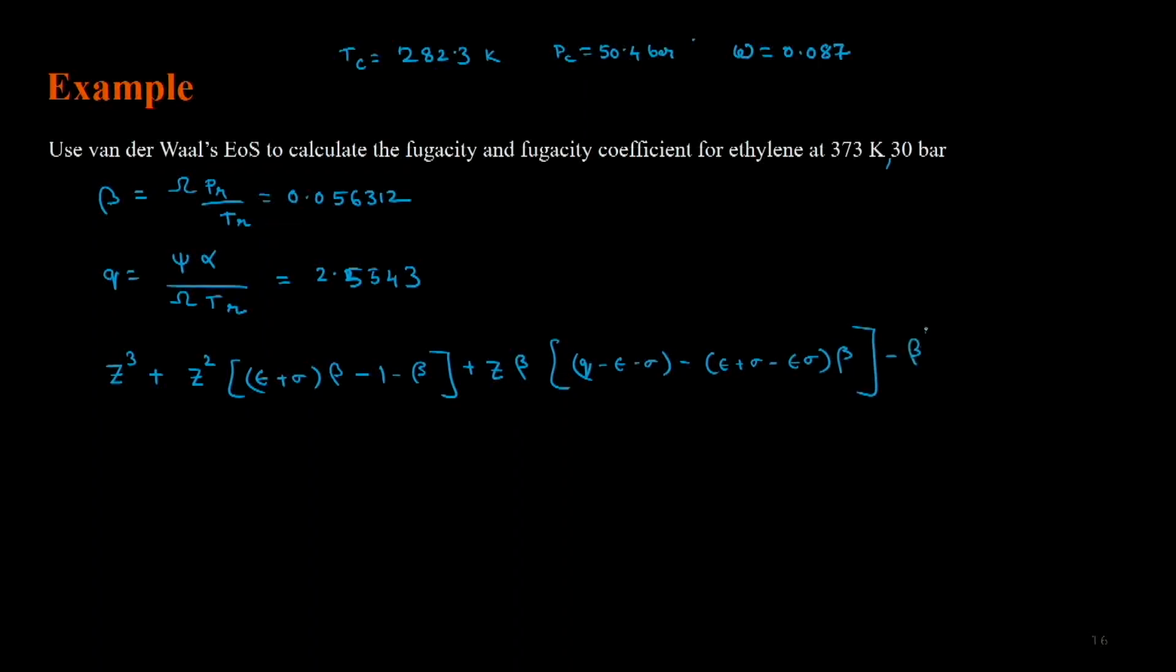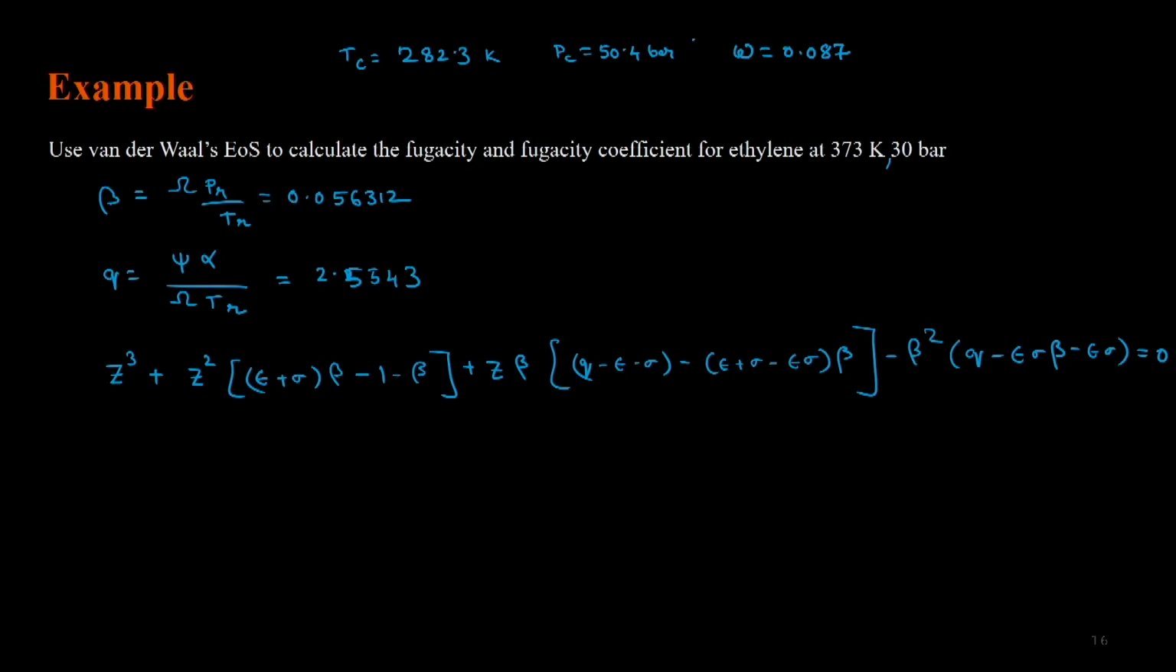This is a lengthy expression. We can actually get rid of epsilons and sigmas for van der Waals equation of state, and the equation actually looks much simpler than this once we do that. But I'm writing it for sake of generality. Once we do that, this is the cubic in Z we want to solve. We can simplify this and substitute the values of beta, Q, epsilon, and sigma. For van der Waals equation of state, both epsilon and sigma are 0, if you recall from the table.